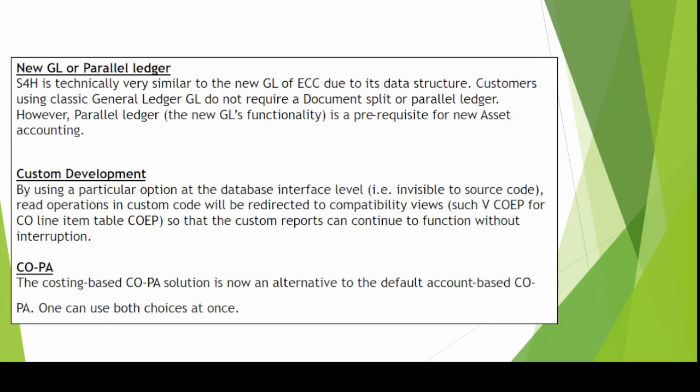If you talk about custom development, by using a particular option of the database interface, any read operation in custom code will be redirected to compatibility views such as VCOEP for the CO line item table COEP, so that the custom reports can continue to function without interruption. That is to say, if we build a custom report in ECC that uses table COEP, S4HANA created compatibility views starting with the V. So it also creates impacts on the report's performance, and there will be no requirement to change our custom development.